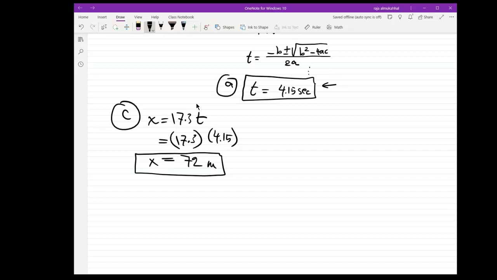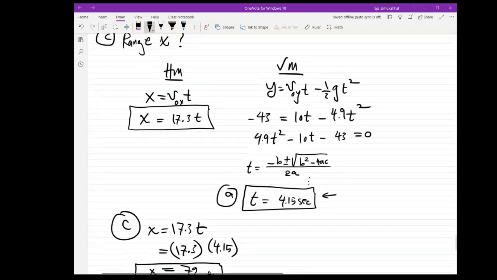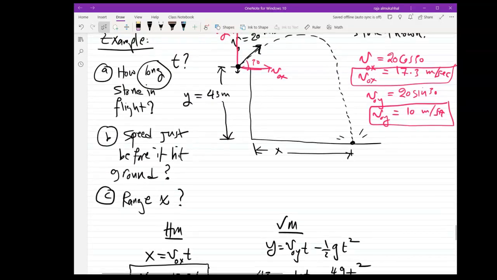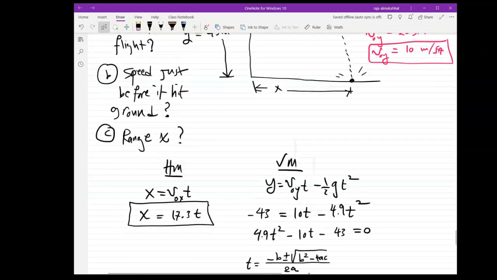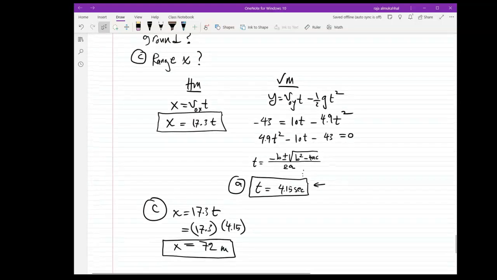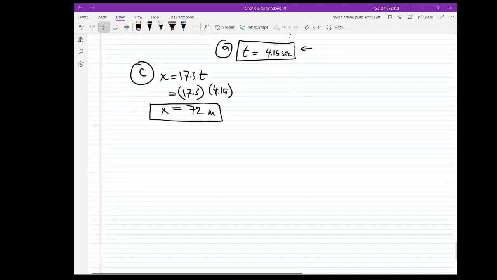All right? Now, the hard part, which is part B. This is probably the hardest one. So, what's happening here? I want to find the Y component here. What I want to do now is draw only this part. I'm going to draw it in a free body diagram way. I want to show you what's going on here. Watch, and pay attention to this.